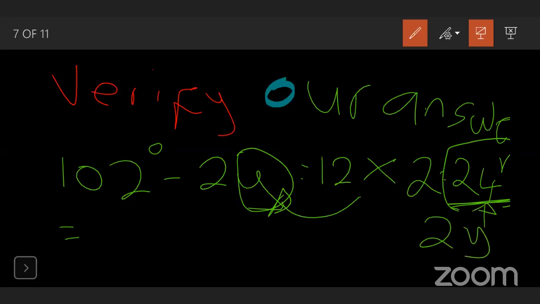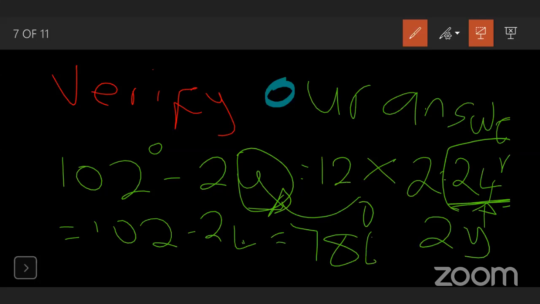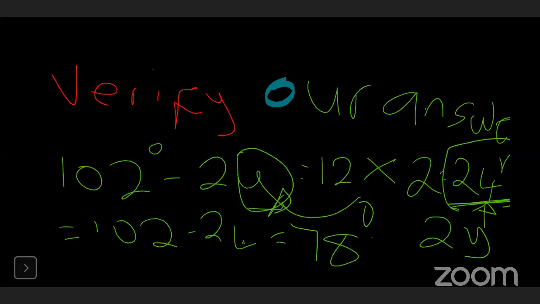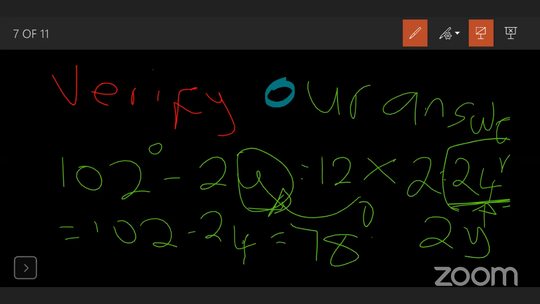So now let's subtract 102 minus 24, which equals 78 degrees. So that means your answer is correct, because when you say 102 minus 24, it gives you 78 degrees, and 78 degrees is vertically opposite to the other 78 degrees.